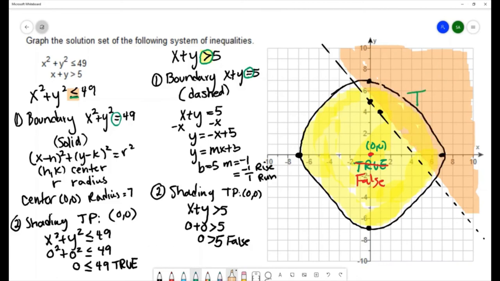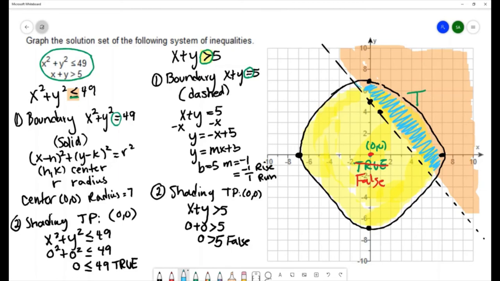Then we want to think about what is the solution to the overall system. The solution to the overall system will be ordered pairs that make both inequalities true. That means we want to look for where these two regions overlap each other, where they intersect each other. So I'm going to highlight here where the orange and yellow overlaps. So this region contains ordered pairs that are solutions to both inequalities, which means they're solutions to the system.